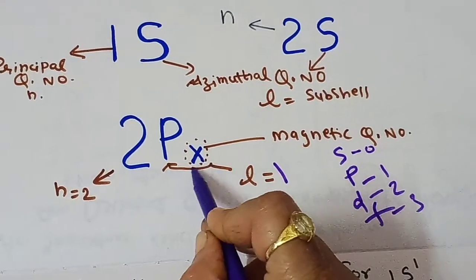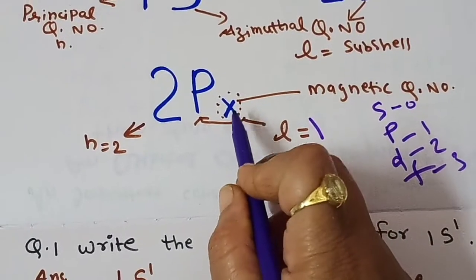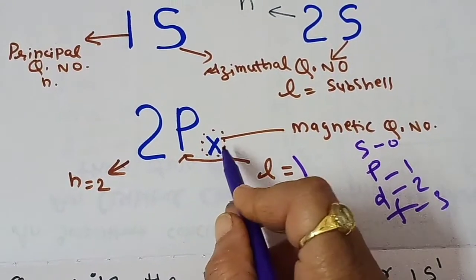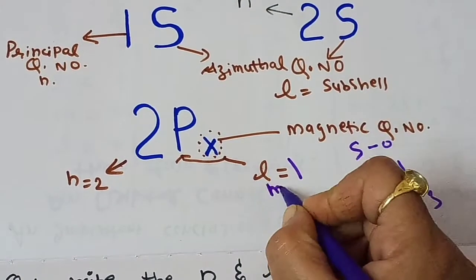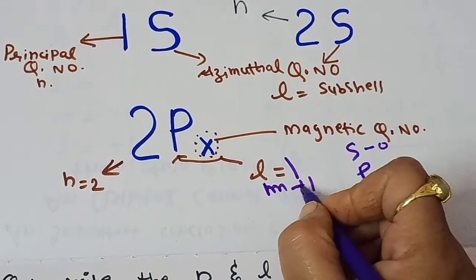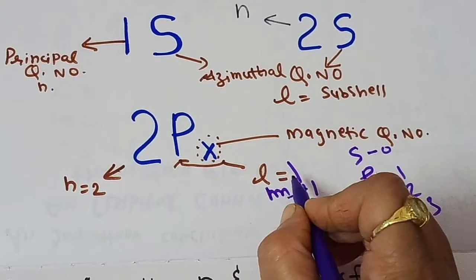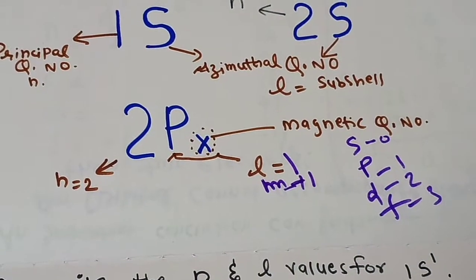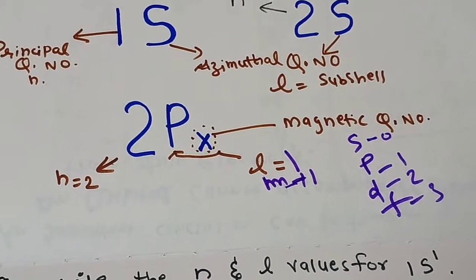So what is this x here? We already calculated it when we solved the quantum numbers for px. The magnetic quantum number value will be plus 1, as it has 3 values. L is equal to 1, so we have 3 values: plus 1, minus 1 and 0. So for px, it is your magnetic quantum number.